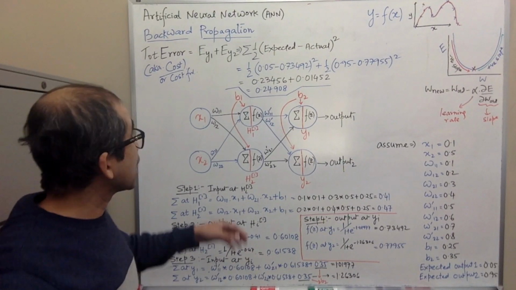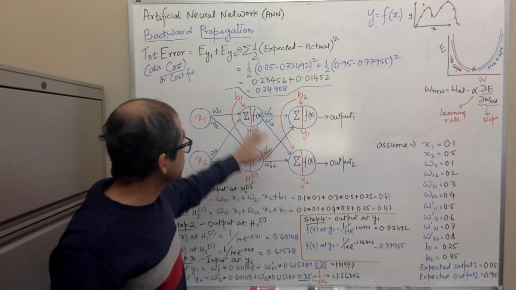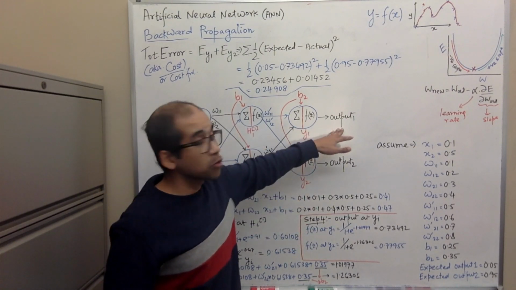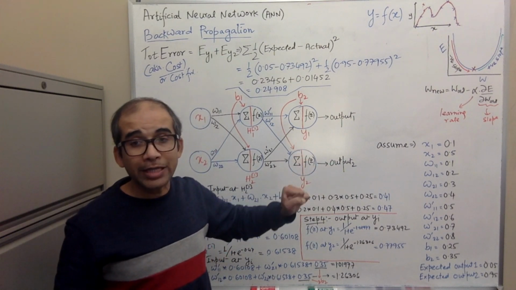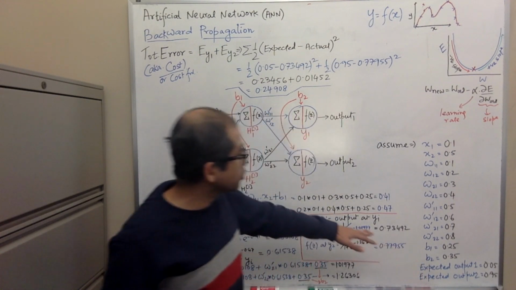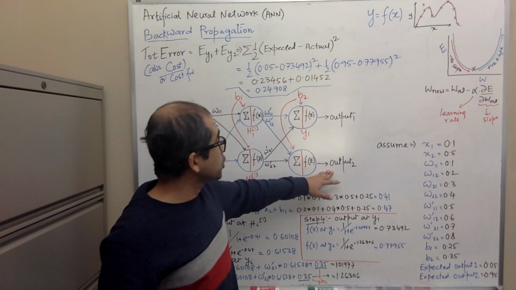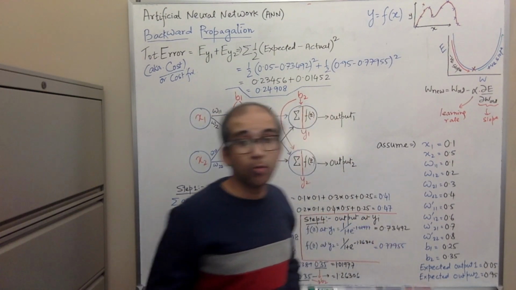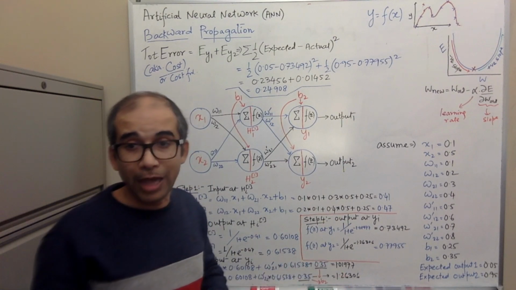See, we have calculated the error, because we have already calculated using forward propagation what is output 1 and what is output 2. Now we have two expected outputs. The expected output for y1, which we call expected output 1, is 0.05, and expected output 2 is 0.95. You can see that these are probabilities, so if we add them up it will become 1, right?